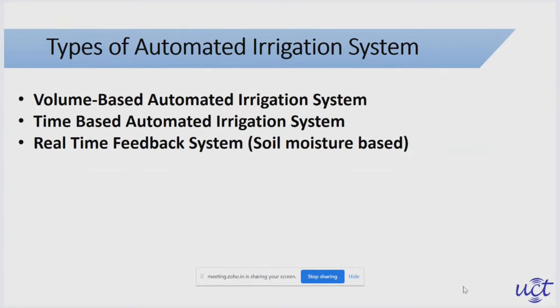The third one is our smart system. It relies on real-time feedback, where soil moisture sensor and weather data are collected via the sensors, and then the irrigation system takes care of the yield or the crop automatically. So based on the moisture level, it knows this crop needs this much water, like 20% irrigation for now, or 50%. So it is a completely smart system.